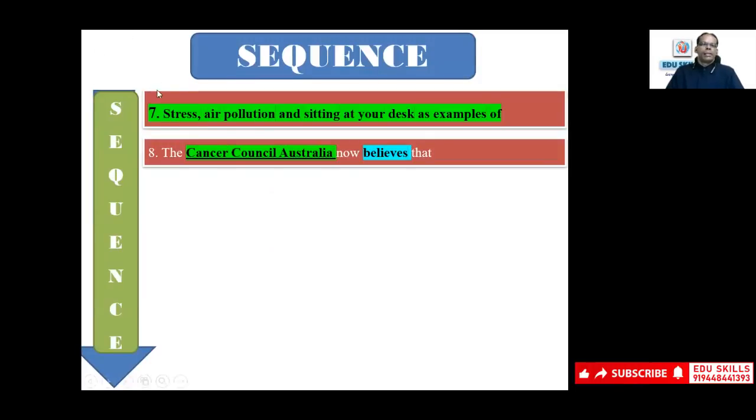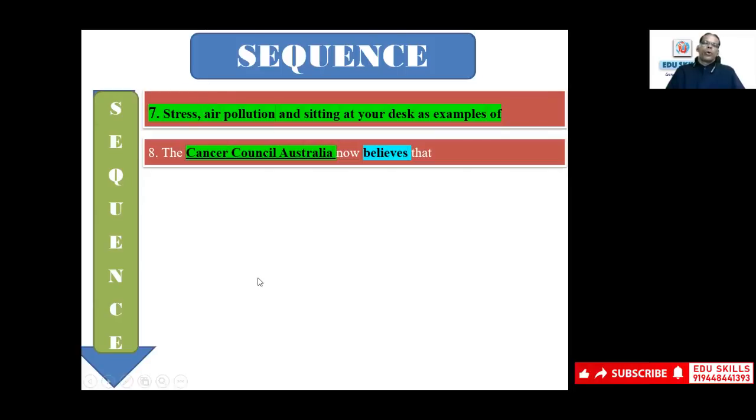So questions are given like this. The first question is: stress, air pollution, and sitting at your desk as examples of. The next one: The Cancer Council Australia now believes that. So what clue do you have here? Cancer Council of Australia. This is the name. So immediately you have to search for the name in the particular paragraph.